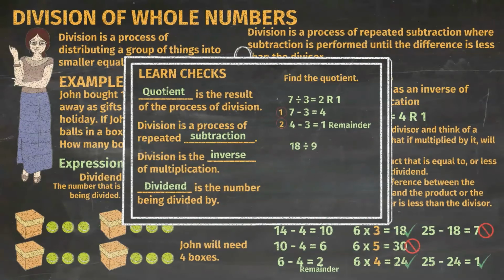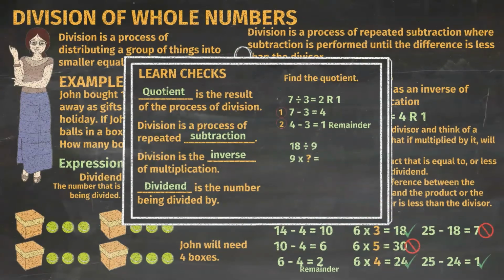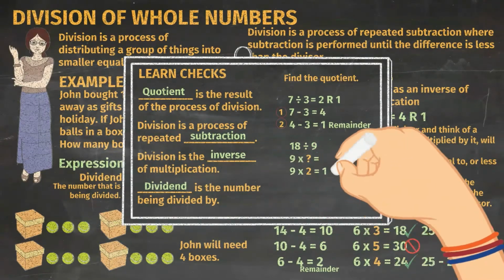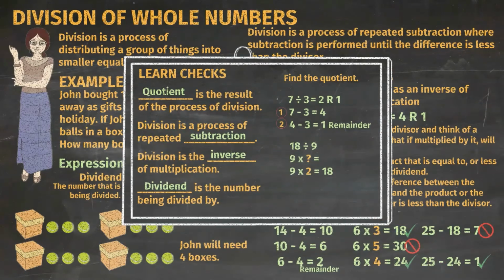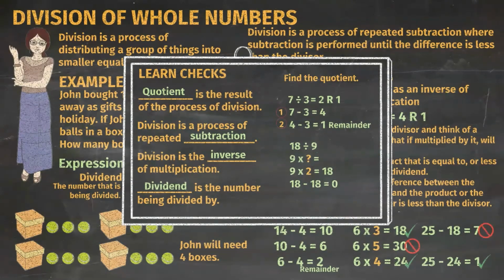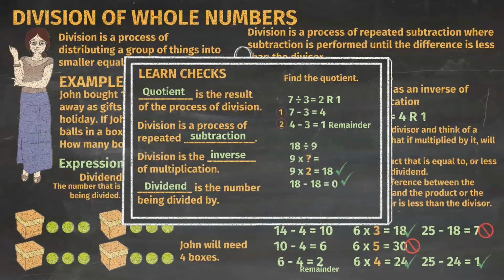Next. 18 divided by 9. How many 9's do you think would fit into 18? Let's try 2. 9 times 2 equals 18. The product is equal to the dividend. This means the remainder is 0. 2 passes the criteria. 18 divided by 9 is therefore equal to 2.